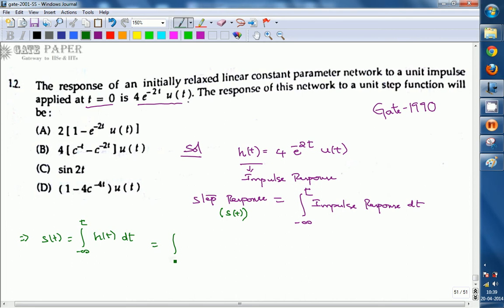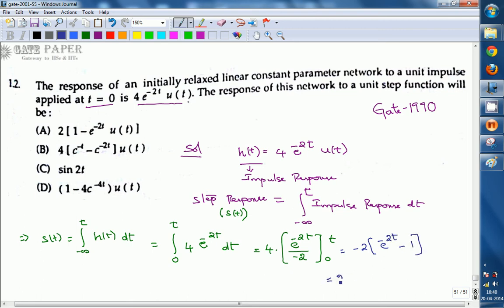Since u of t is there, the integration becomes 0 to t of 4 e power minus 2t dt. This equals 4 times the integration of e power minus 2t, which is e power minus 2t divided by minus 2, over the limits 0 to t. By substituting the limits, we will get minus 2 of e power minus 2t minus 1.